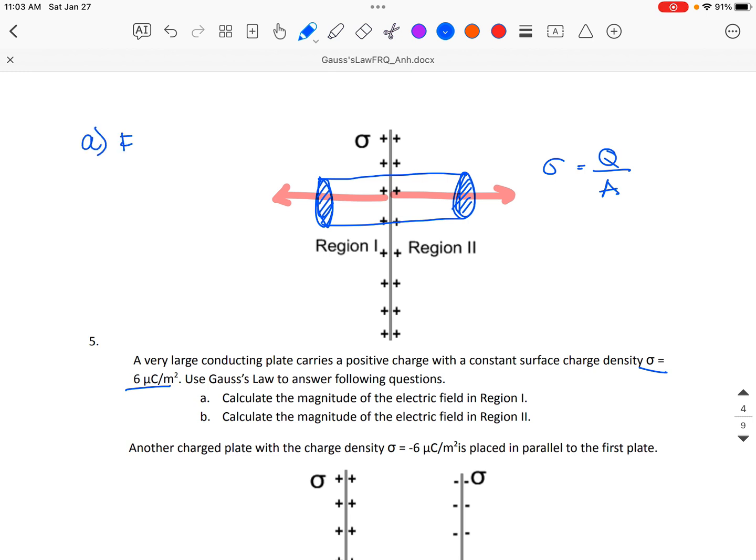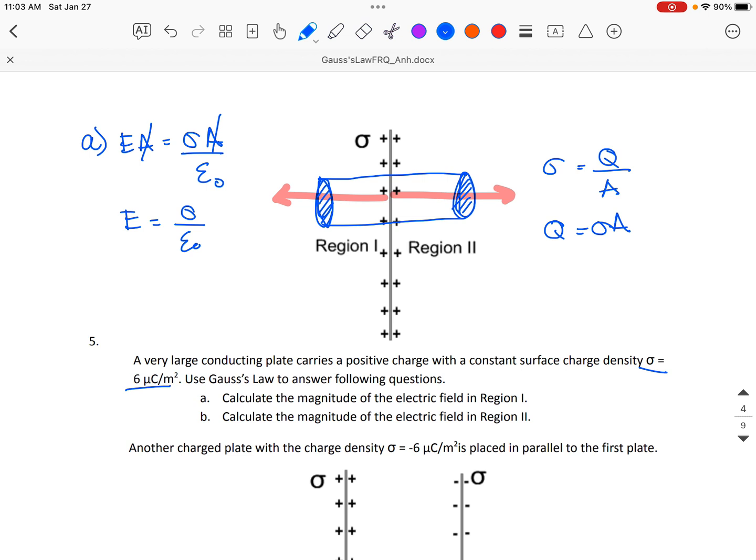We've got EA is equal to, instead of Q, we know that Q is sigma A. And the A is going to cancel out, over epsilon naught. I knew something was missing. And the A is going to cancel out, and so the electric field is going to be sigma over epsilon naught.